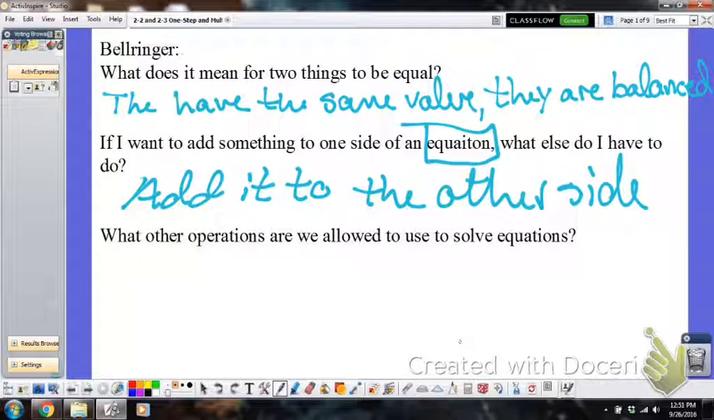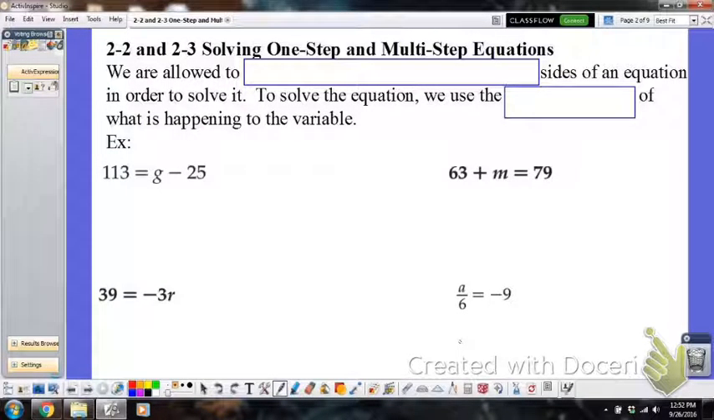And the last question says, what other operations are we allowed to use to solve equations? Well, we can use multiplication, division, and also subtraction. So that gets us started with learning how to solve our equations.